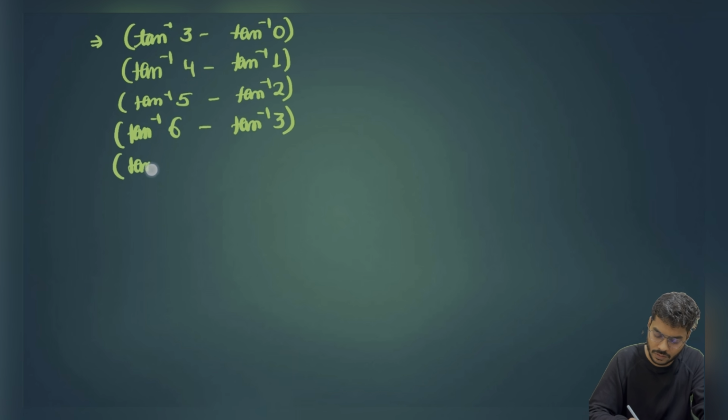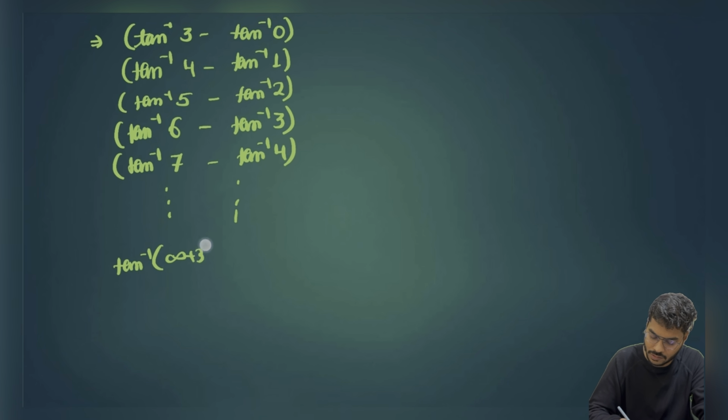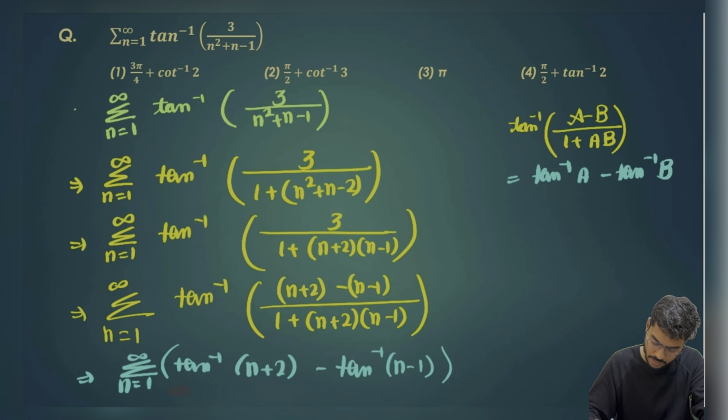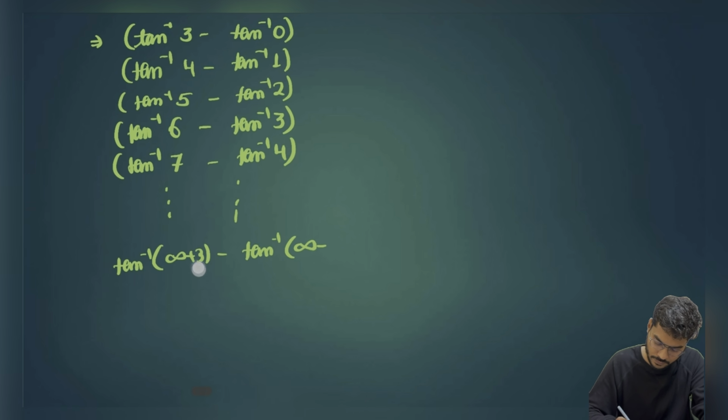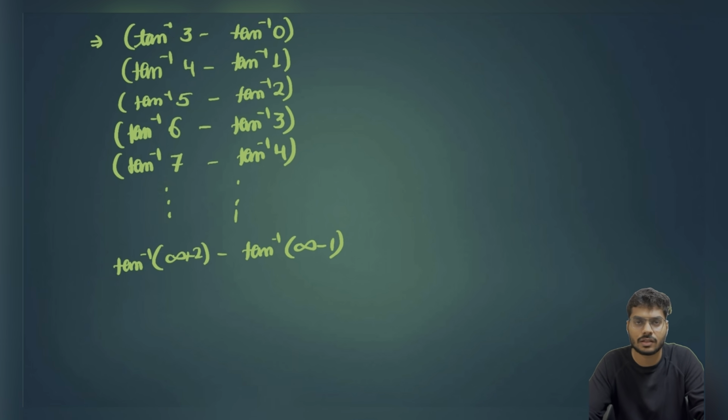Next value, tan inverse 7 minus tan inverse 4. What is the last term we will get? Tan inverse infinity plus 3 minus tan inverse infinity plus 2 minus tan inverse infinity minus 1. Check how many terms will cancel out.